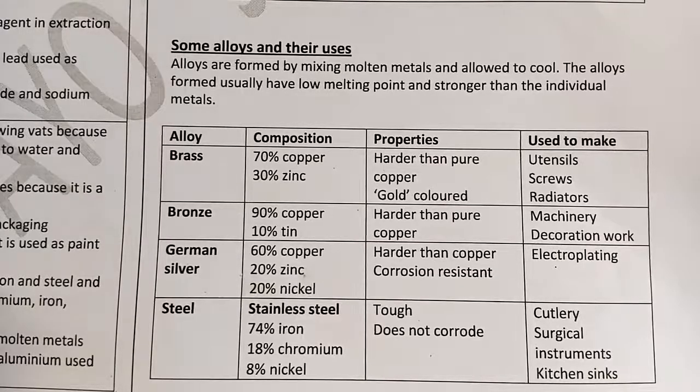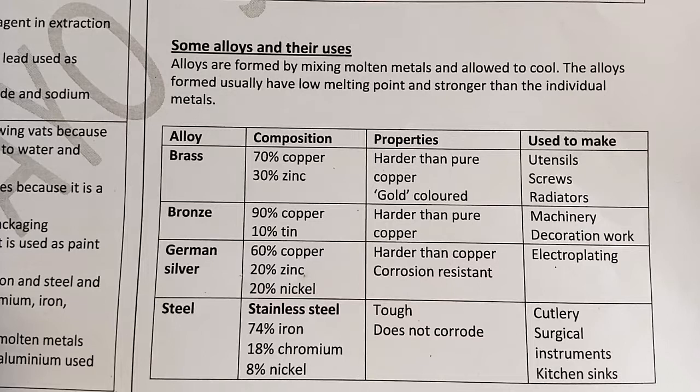So some of these alloys, one is brass. Composition is made of copper and zinc. Properties, it is harder than pure copper. Then it has the appearance of gold, so it is gold colored. Uses, used to make utensils, screws, and radiators.